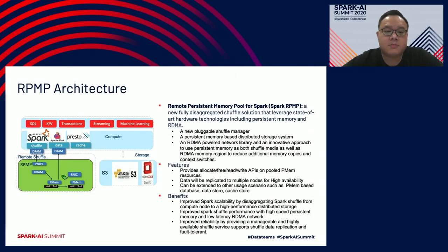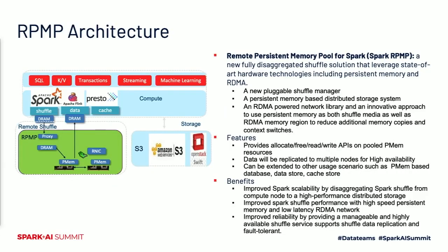So let's take a look at the remote persistent memory pool architecture. Basically, it's a new fully disaggregated shuffle solution that leverages persistent memory and RDMA technology. It will include three different components. The first one is the new shuffle manager. The second one is the persistent memory-based distributed storage system. The last one is an efficient RDMA-powered network library that can bridge your Spark shuffle driver with the RPMP distributed storage system. So for this RPMP, it will provide allocate, free, read, and write APIs on pooled PMem resources, which makes it easy to use and extensible.